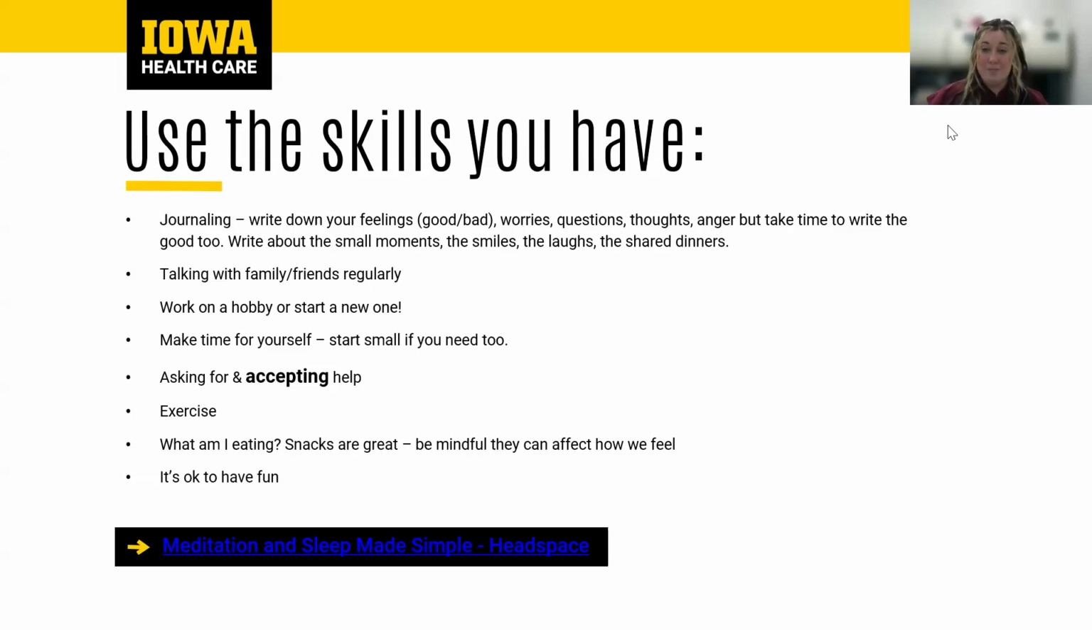It's important to have fun. The world is going to keep spinning. It is okay to remember that it is okay to go out and enjoy things. I also have a link down there to Headspace, which is one of the meditation apps that you can use that help people go through guided imagery, or they have motivational talks, or they just have music. Sometimes we just need a space to be able to process our thoughts.